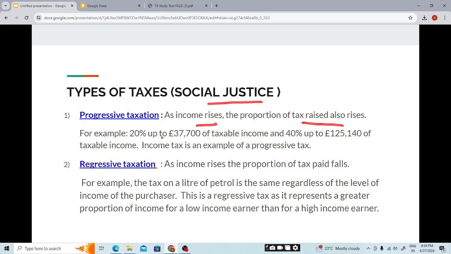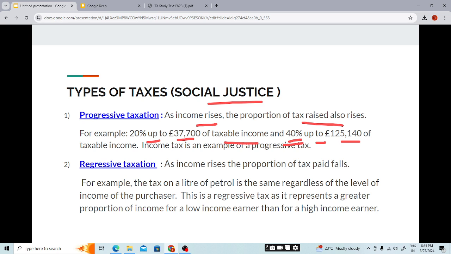For example, 20% is paid up to 37,700 pounds of taxable income, and 40% is paid up to 125,140 pounds. As your taxable income rises, up to 37,700 you will pay 20%. If the taxable income is more than 37,700 pounds and lies up to 125,140 pounds, then you will be paying income tax at a 40% rate. From the word itself we can guess the meaning. Progressive tax: as the income rises, the proportion of tax also rises.